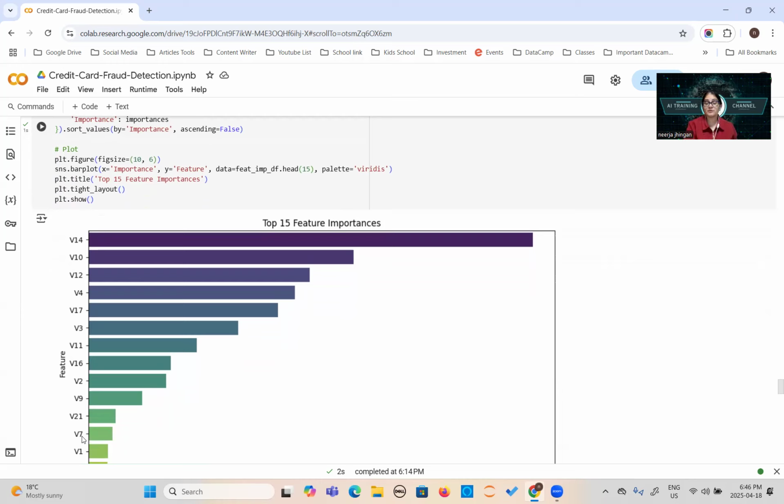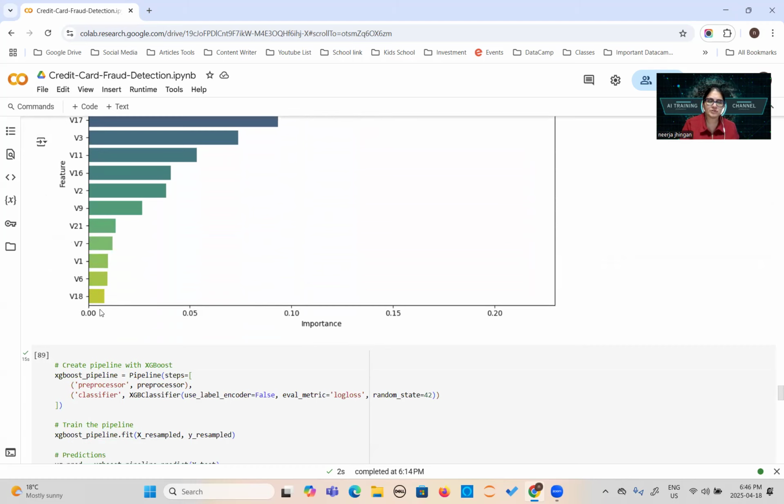This is very useful information. You will come to know which feature it is using. Although we don't know what V14 is, if you are applying this method to your own data, this is very good. It will tell you which features your model was using most of the time and which it is not using too much, then you can drop them.